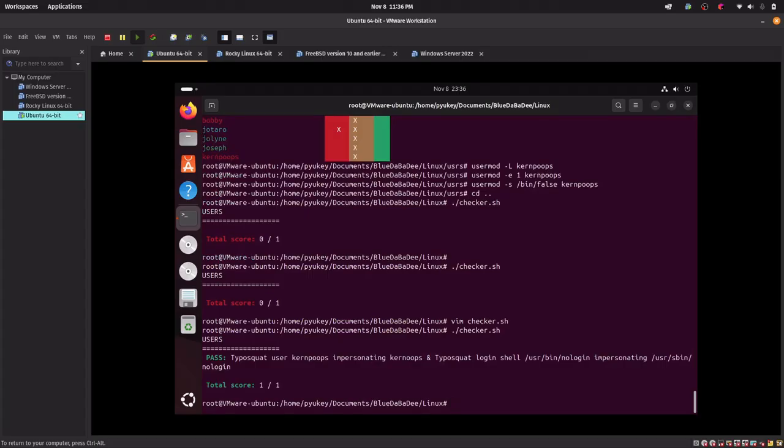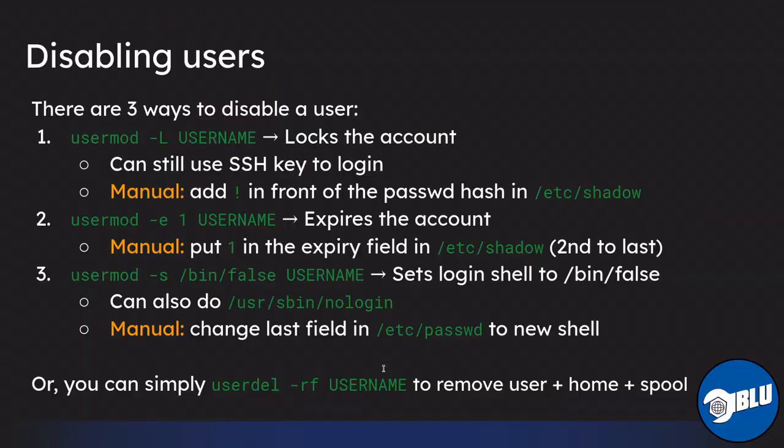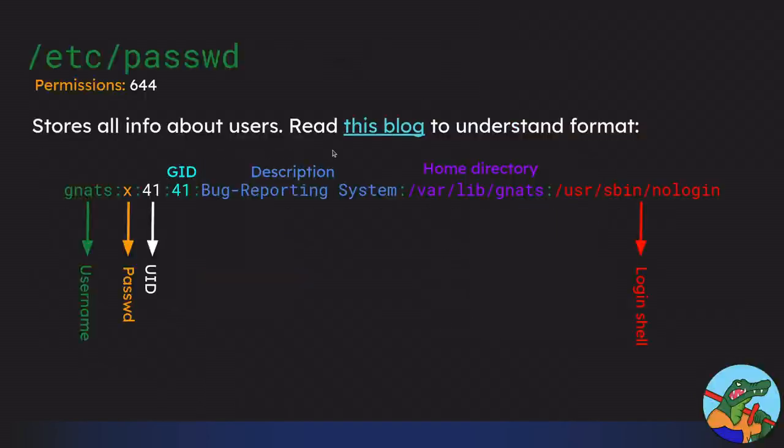So what that check was doing is it just checked for /etc/passwd. Do we have the cornpoops user? And was their login shell valid? And so you'll see here, it gives us a description of what just happened. Okay, so that is disabling users. And going back to /etc/passwd, that is the first field that could be modified. Now let's look at the second field, password.